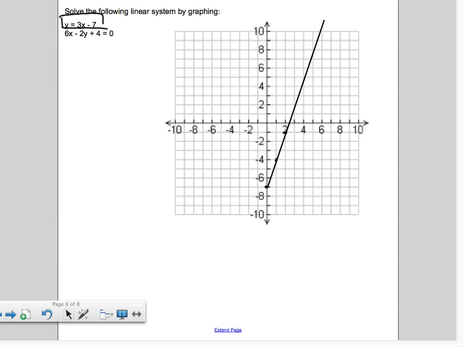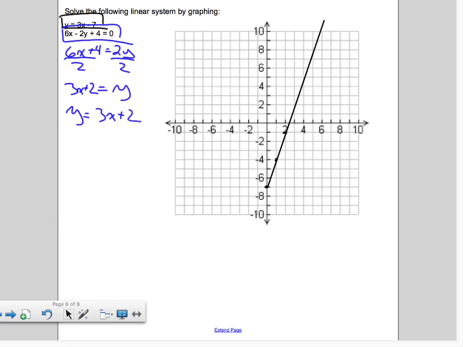So for the blue one, 6x minus 2y, I'm going to convert that. I'm going to add 2y to both sides: 6x plus 4 is equal to 2y. I'm going to divide both sides by 2. So I get 3x plus 2 is equal to y, or in other words, y is equal to 3x plus 2.